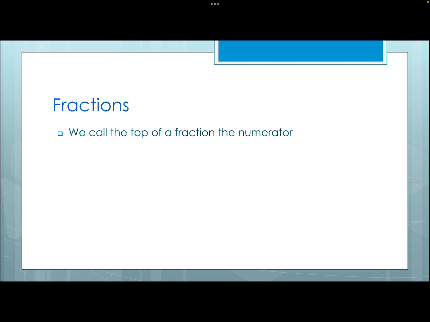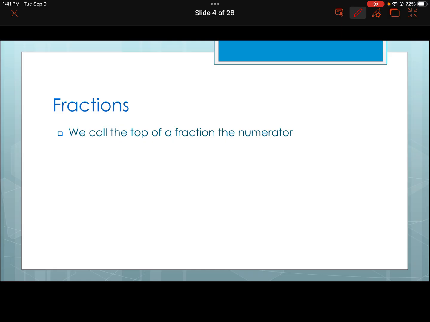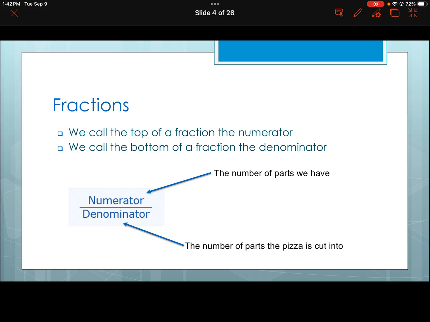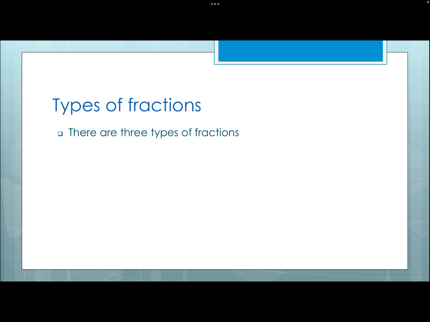So we actually call the top of the fraction a numerator, the bottom of the fraction a denominator, and this is the image I find more useful, where in the case of pizza, the top is the number of pizza parts we have, and the bottom is how many the pizza was cut into. But in general, numerator and denominator tend to be the words we use instead. Now, in general, I've said general like 4 times now.